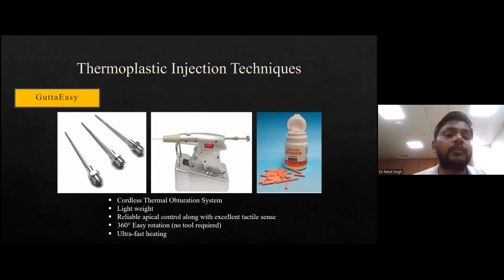One of the techniques of this thermoplastic injection is Gutta Easy that we use in our department. The advantage of this technique is that it is a cordless thermal obturation system. It's very lightweight, with reliable apical control and excellent tactile sense also. The needles come in 3 variants and there is a 360-degree easy rotation of the mouth of the gun, so that we can change the angulation accordingly for the maxillary and mandibular posteriors. Also, the heating is really fast. Within 30 to 40 seconds, we achieve a temperature of 200 degrees Celsius. So these were the techniques for thermoplastic injection.